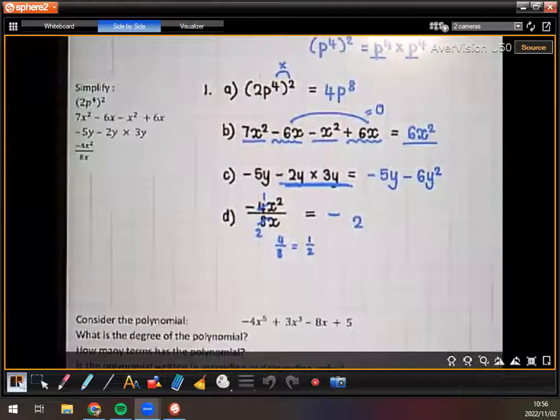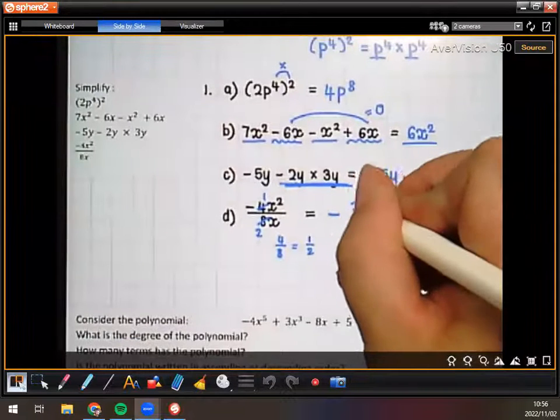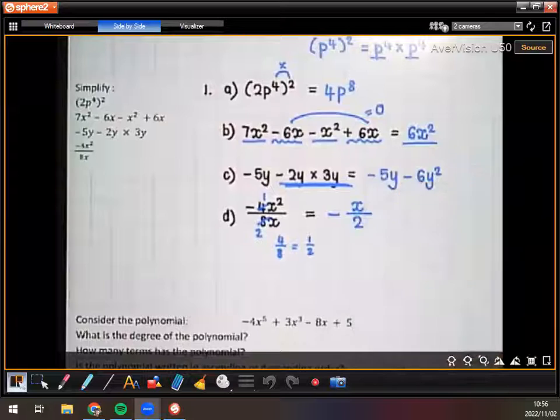But what else do we have here, guys? We have x's. How many x's do I have at the top? 2. How many at the bottom? 1. Where do I have more? At the top. How many more? 1. I have to put an x, 1x, x to the 1, essentially, at the top.